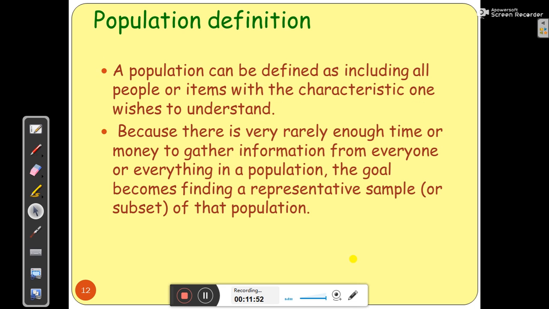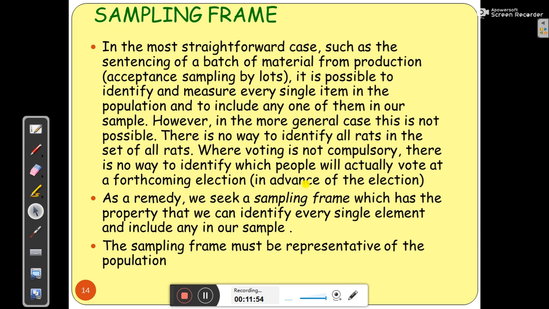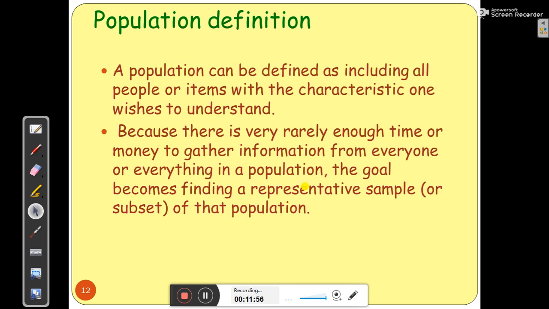So, the population definition is that a population can be defined as including all people or items with the characteristics one wishes to understand. Because there is very rarely enough time or money to gather information from everyone or everything in a population, the goal becomes finding a representative sample of that population.